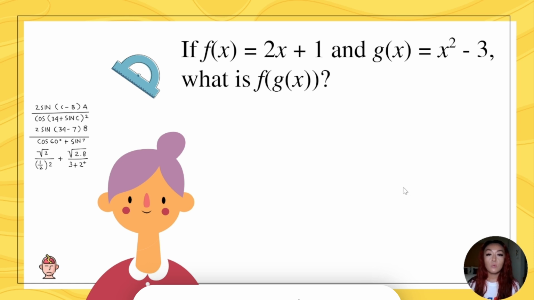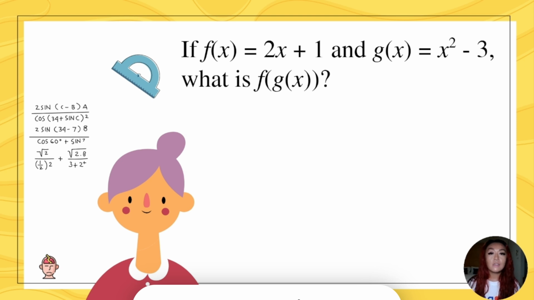Let's take a look at this one now. This one is a little bit different, right? They're not asking us to evaluate something. Our answer is going to be an equation. If f of x equals 2x plus 1 and g of x equals x squared minus 3, what is the value of f of g of x? So what should we do here?